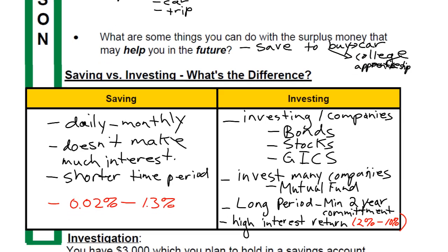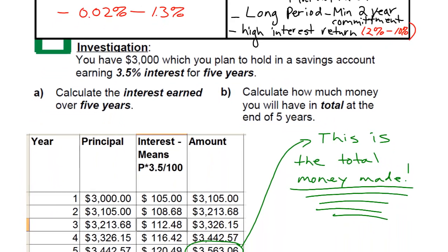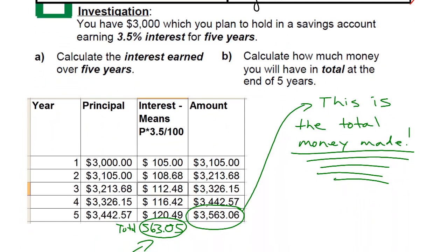Now, I'm going to explain something to you. We have this thing called compound interest. This is a concept that I want you to understand. Here's what I want you to imagine. Imagine you got $3,000. You put that money into a savings account, right? And for some reason, your bank has decided to give you 3.5% interest every year for 5 years, right?